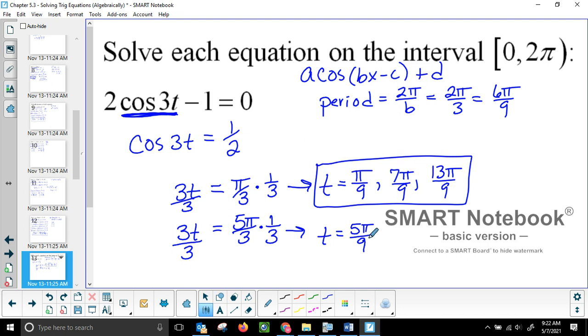What if I add 6 pi over 9 down here? 11 pi over 9. Very good. And of course, if I add any more, I get too big. So those are all of my solutions.